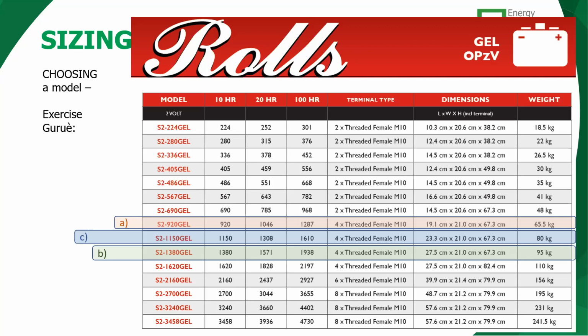So when we choose batteries, we have to take into account the capacity calculation. And the depth of discharge, as you were asking, of course, is very important because it will give you one number or another.